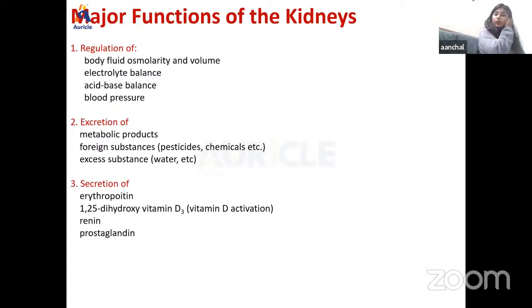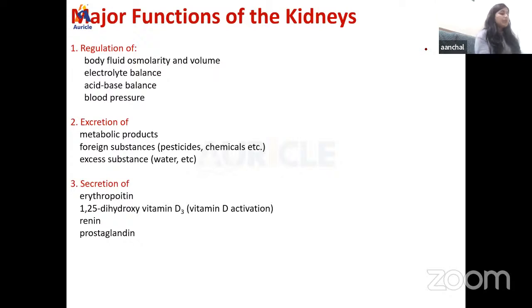Now, one by one, we're going to discuss the major functions of the kidney. As we know, the primary function of the kidney is homeostasis, and it is accomplished by the formation of urine. So, what happens during the formation of urine? The kidney regulates various activities in the body concerned with homeostasis, and we're going to learn about those activities.